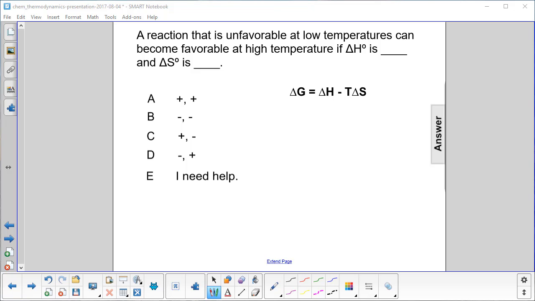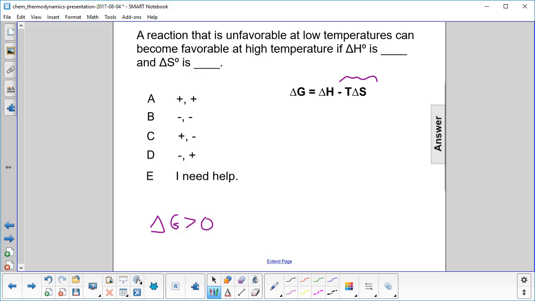A reaction that is unfavorable at low temperatures can become favorable at high temperatures if what happens to delta H and delta S? Well, first of all, let's go with the definition. To be unfavorable, we need delta G greater than 0. So the key here is we start at low temperatures. So if we start at low temperatures, we're not going to pay attention to this. We'll assume that's very small.